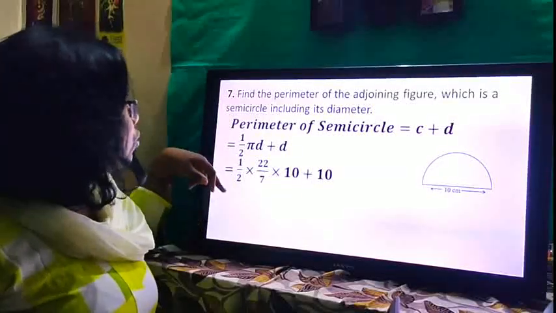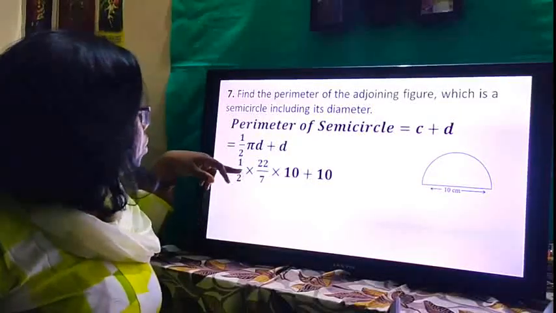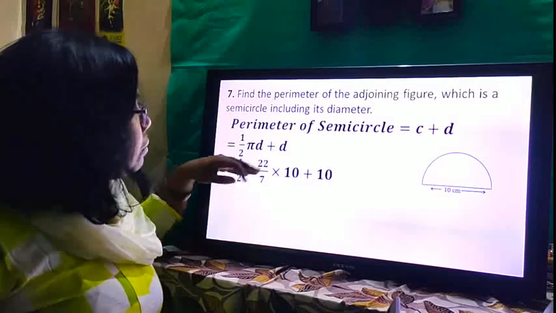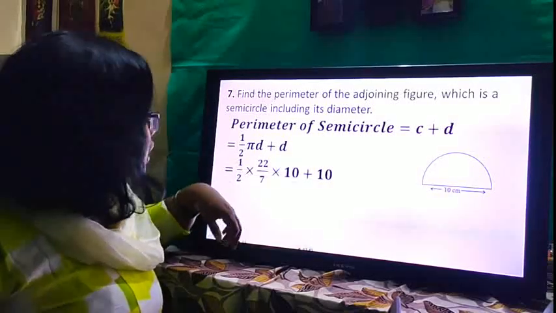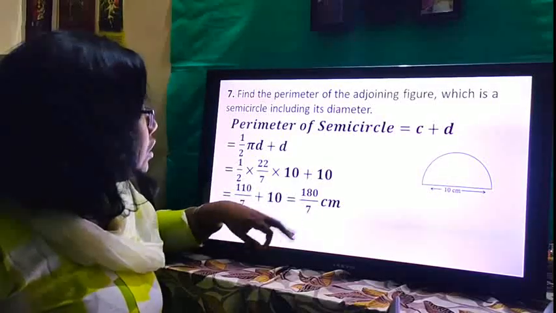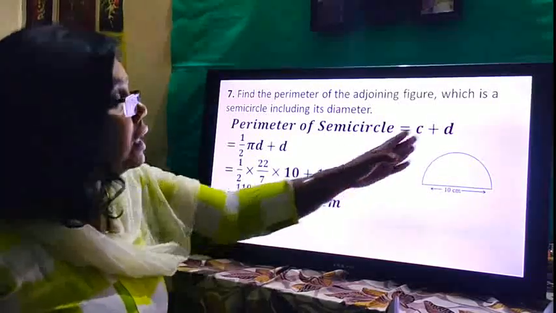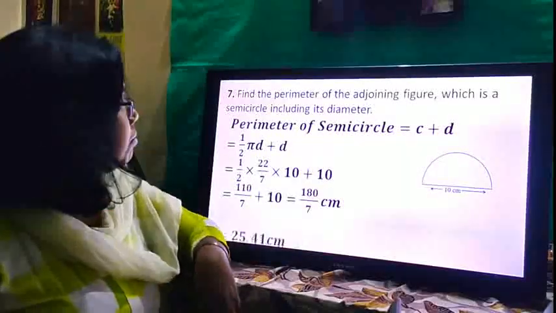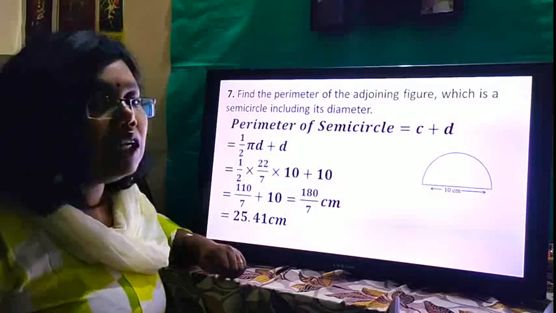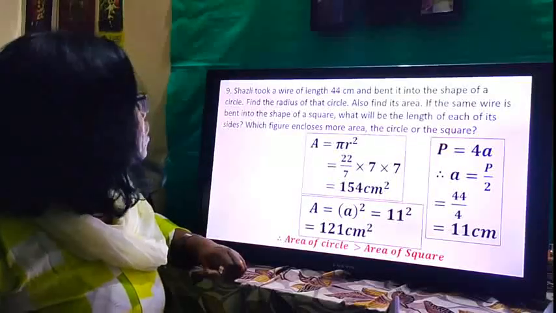So we calculate this first. You cancel 2 with the 22, you get 11. So 11 multiplied by 10, you get 110 by 7. 110 by 7 plus 10, you get 180 by 7 centimeter, which is the perimeter of this semicircle. And when you divide it, you get 25.71 centimeter. Now the next one.